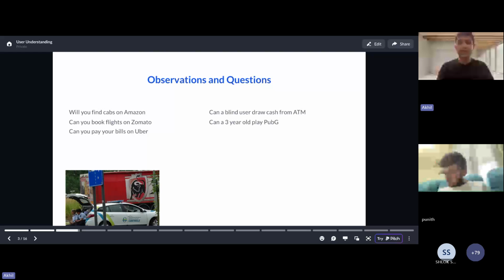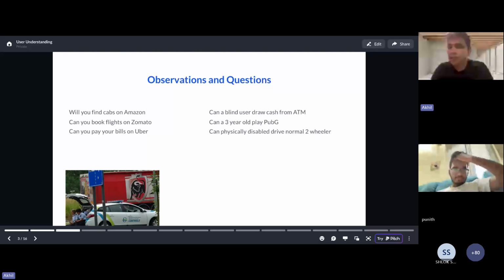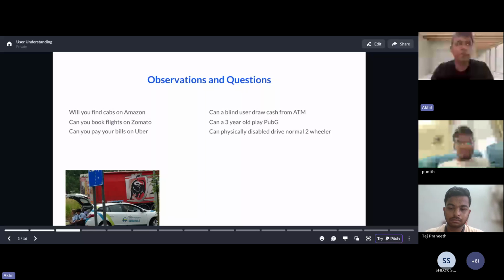Can a physically disabled person drive a two-wheeler? A normal two-wheeler, I would say, which is not designed specifically for them. So folks, what I am trying to explain here is that across segments the needs or requirements can be there, but you cannot solve for the needs of all users using the same product. Some segments can have totally different requirements. For example, Uber is not designed for kids. WhatsApp is also not designed for all users.